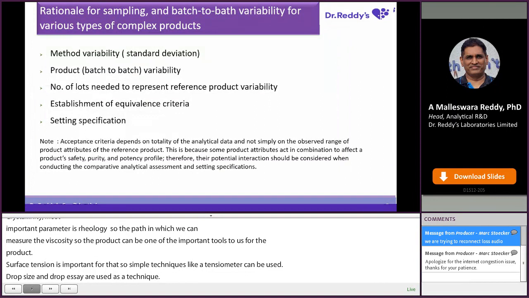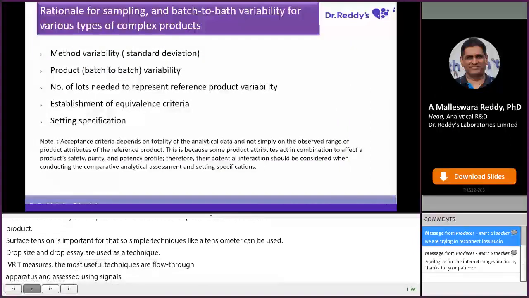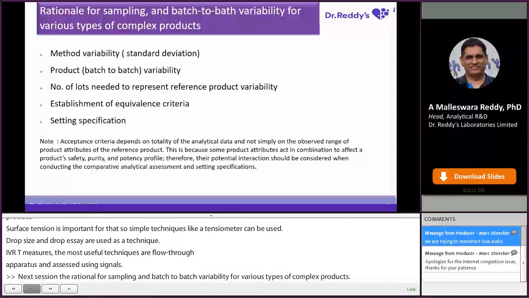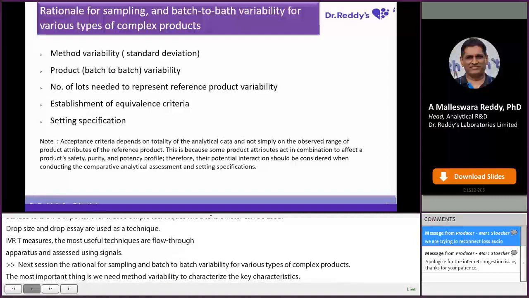So the next section deals with the rationale for sampling and batch-to-batch variability for various types of complex products. The first important thing when we are dealing with complex product characterization is we need to develop methods which are suitable to characterize the key characteristics. And once the method is developed, the method variability is assessed by replicate analysis, where the standard deviation is typically a measure of method variability.